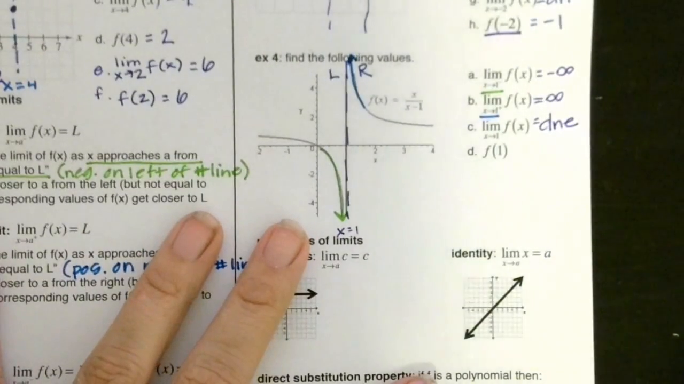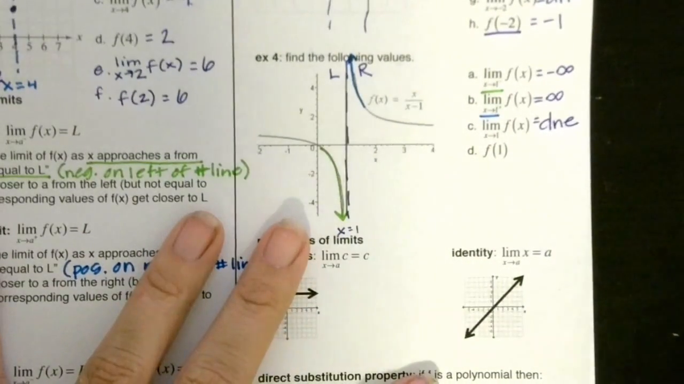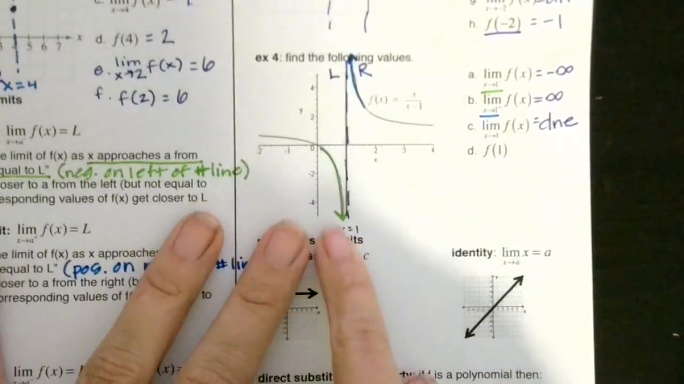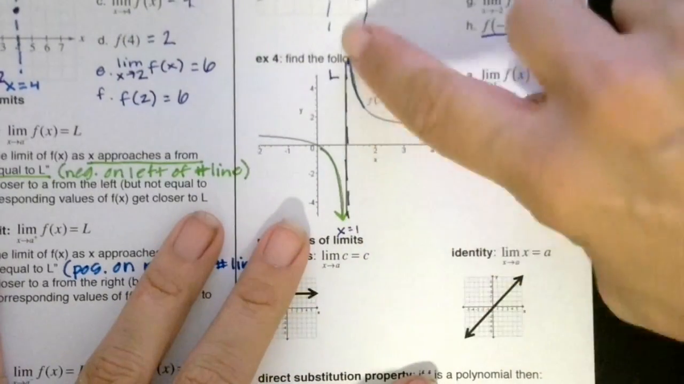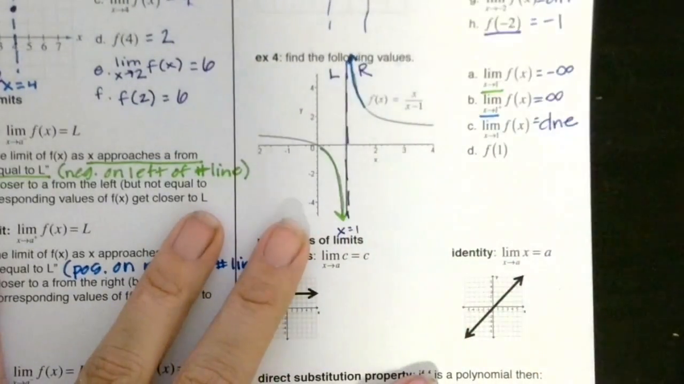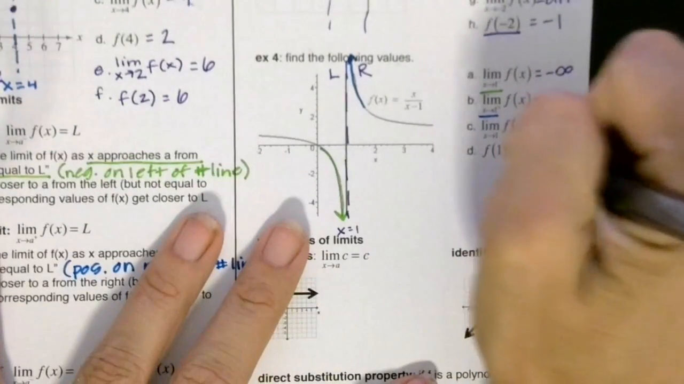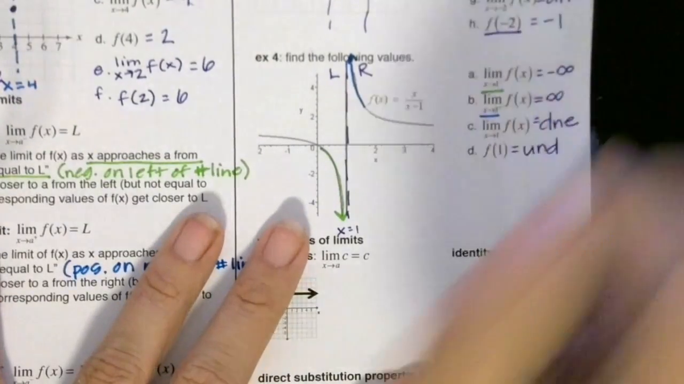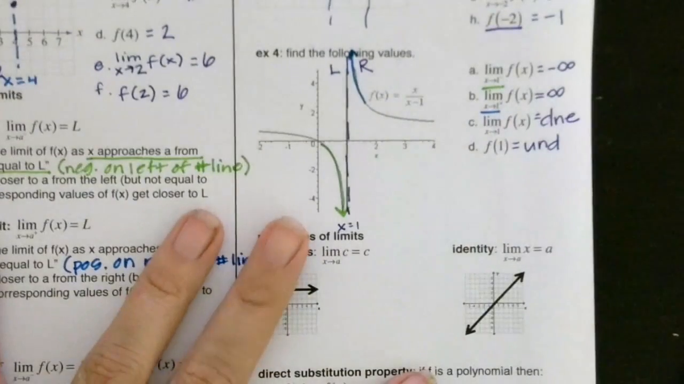But what is your function value at 1? So where's your closed dot here? Well, usually graphs can't cross their asymptote. So in this particular situation, there is no value for f of 1. So it's undefined.